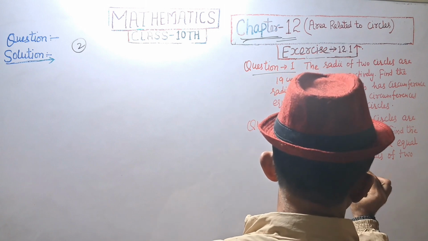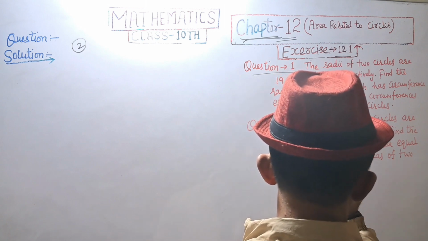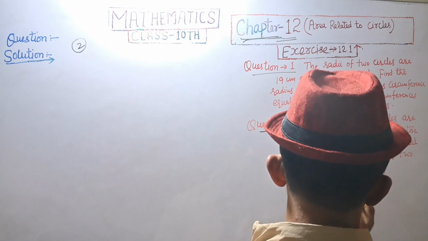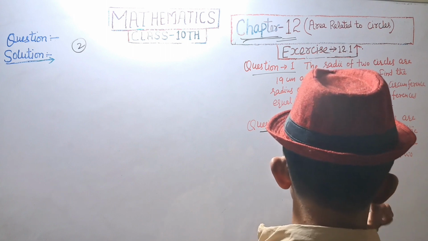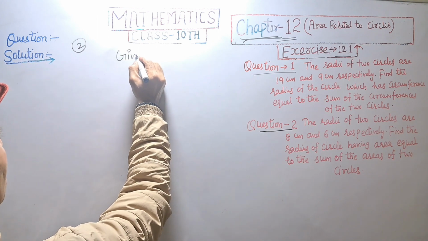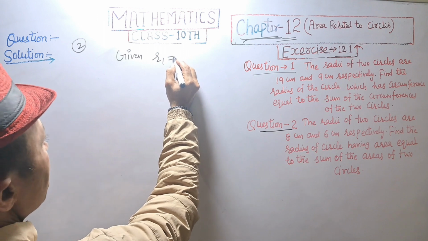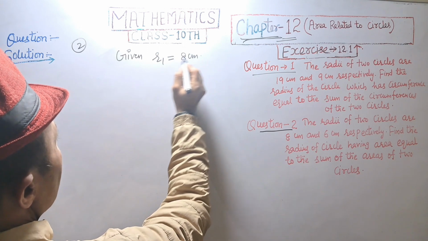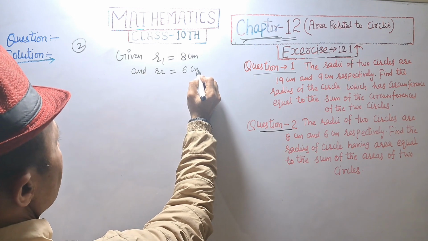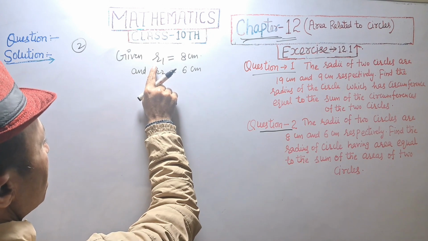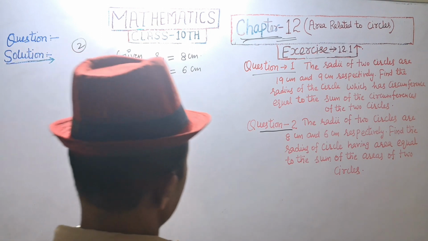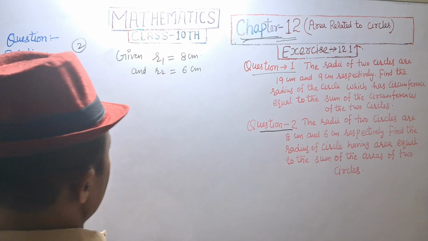Question number 2. The radii of two circles are 8 centimeter and 6 centimeter respectively. Find the radius of the circle having area equal to the sum of the areas of the two circles. Given R1 is equal to 8 centimeter and R2 is equal to 6 centimeter.